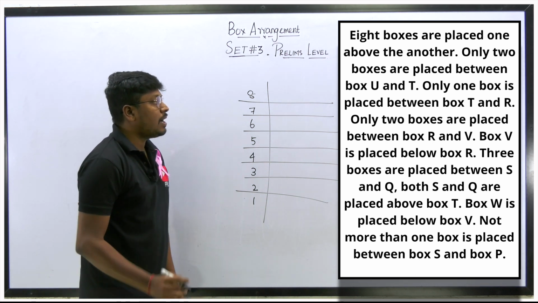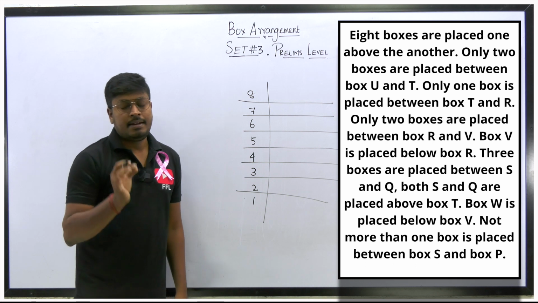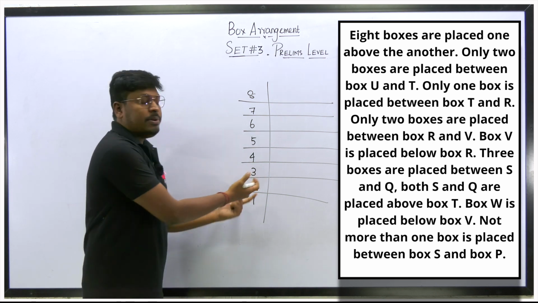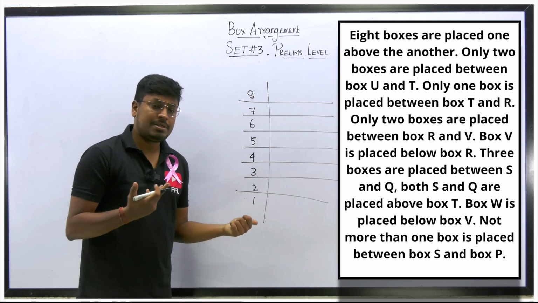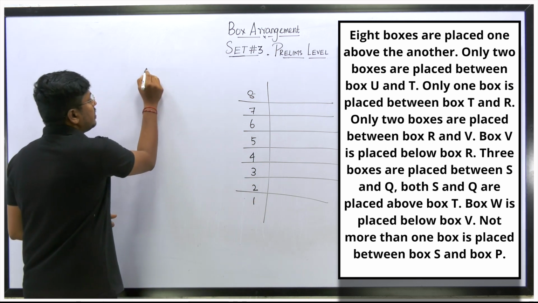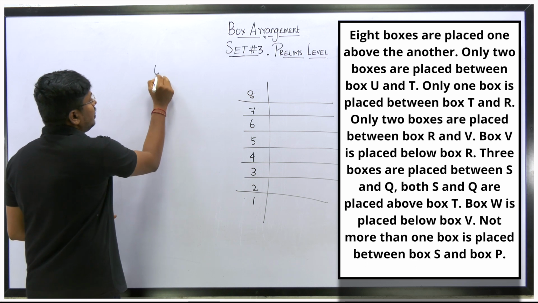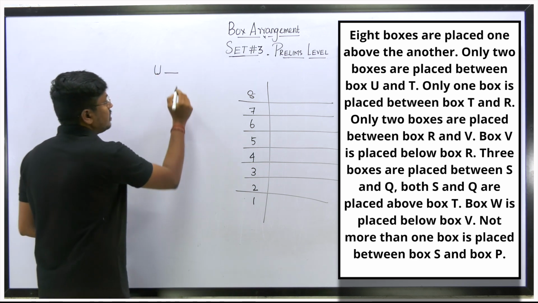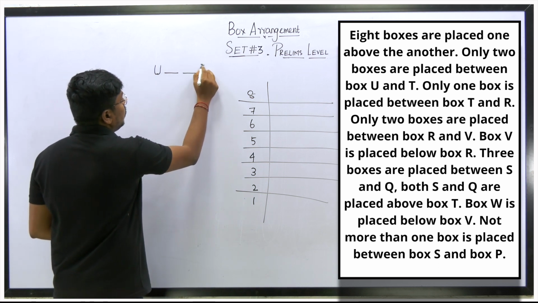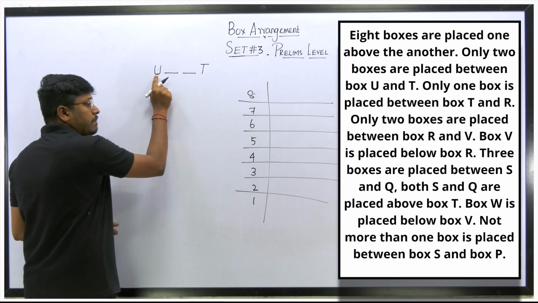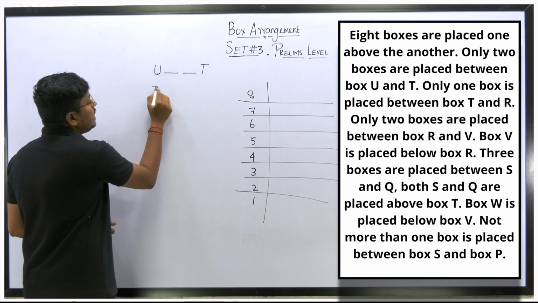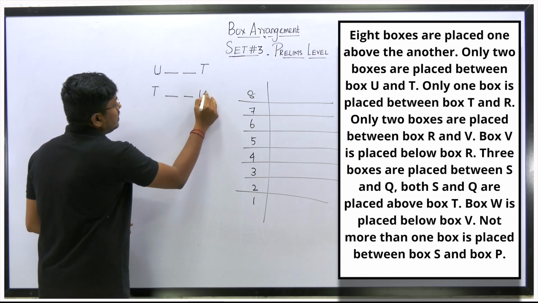Only 2 boxes are placed between U and T. So between U and T there is a gap of 2 boxes. We can't fix it in the arrangement yet because we will get many possibilities. So we take it as a note that 2 boxes are placed between U and T. Either U can be at the top and T at the bottom, or the other way around, with a gap of 2 boxes between them.